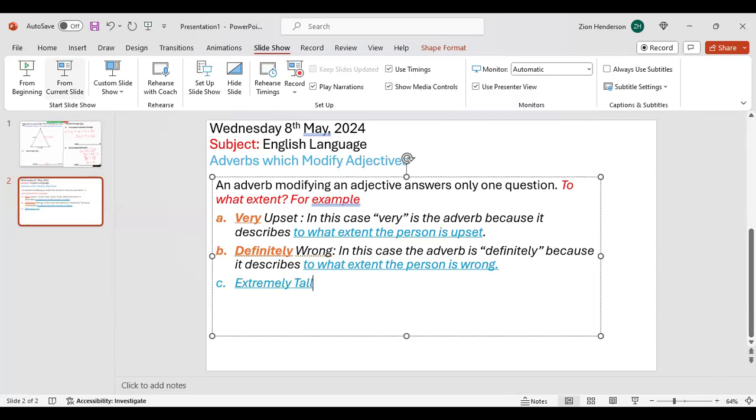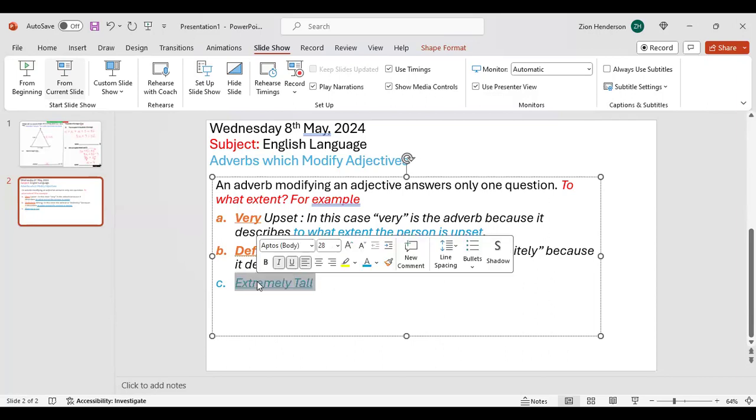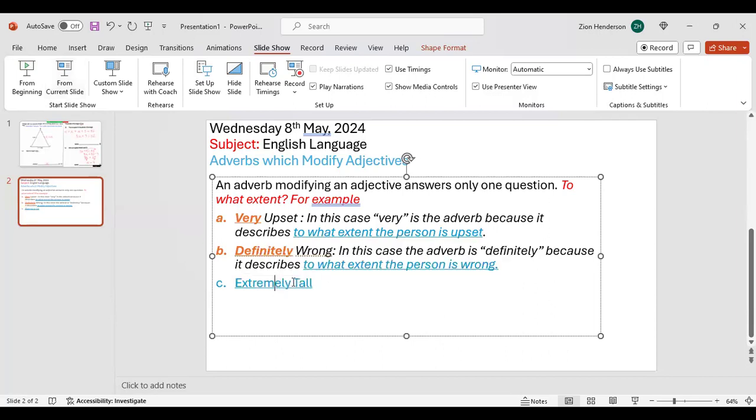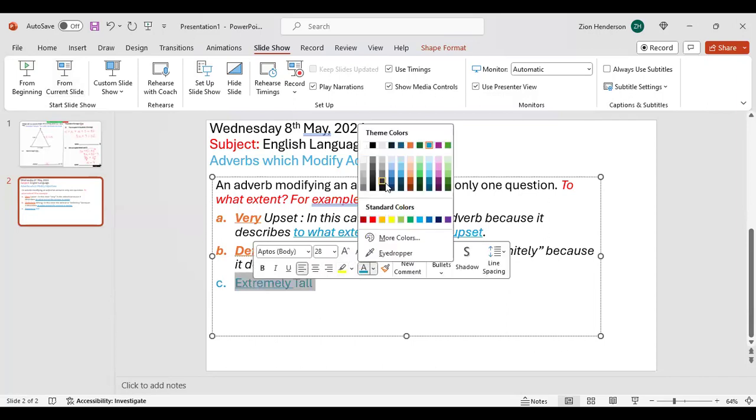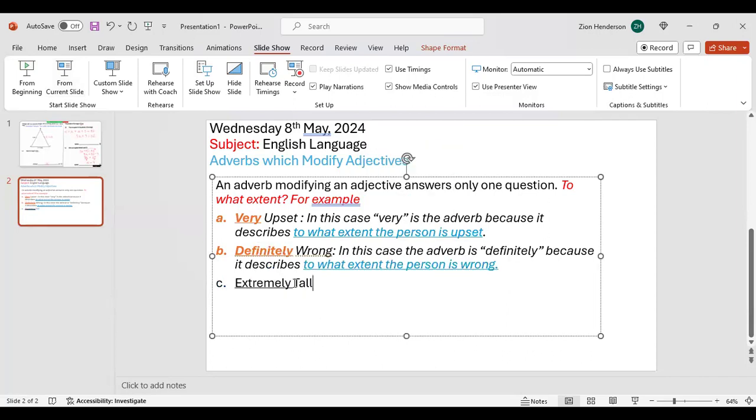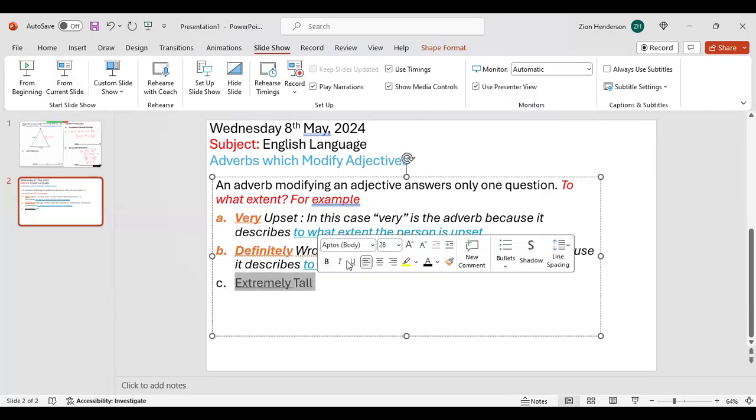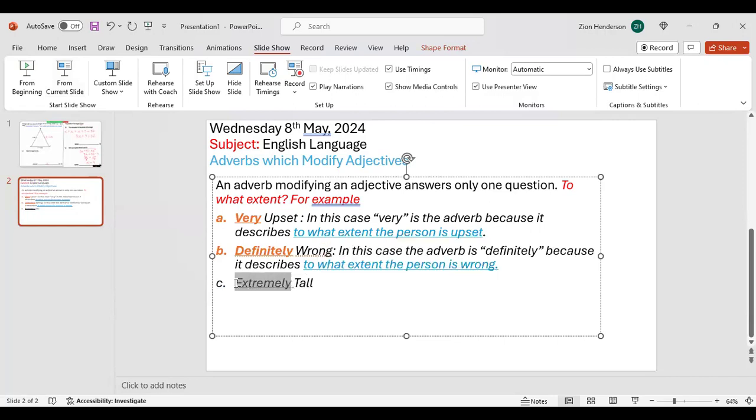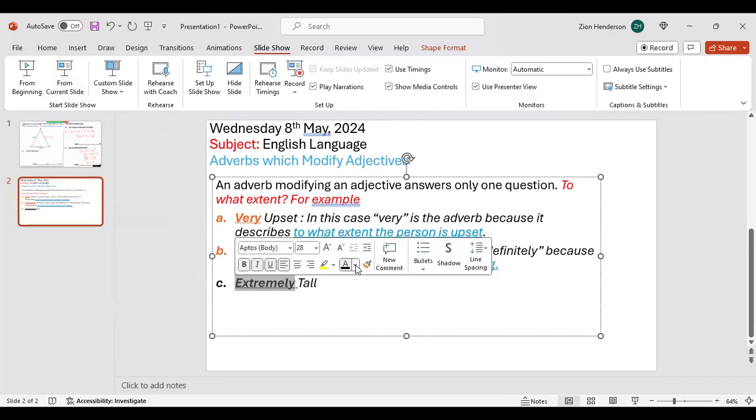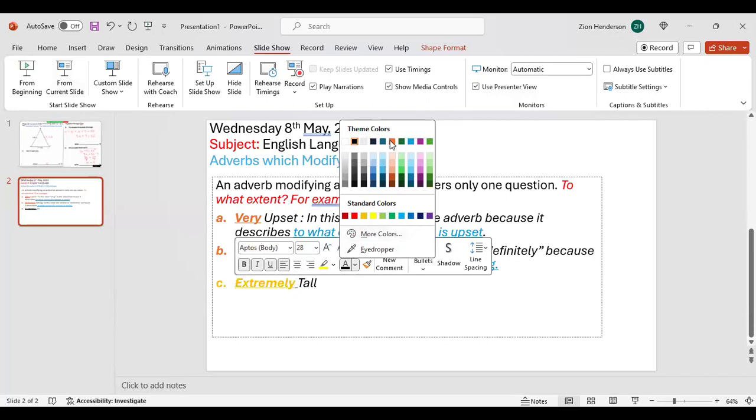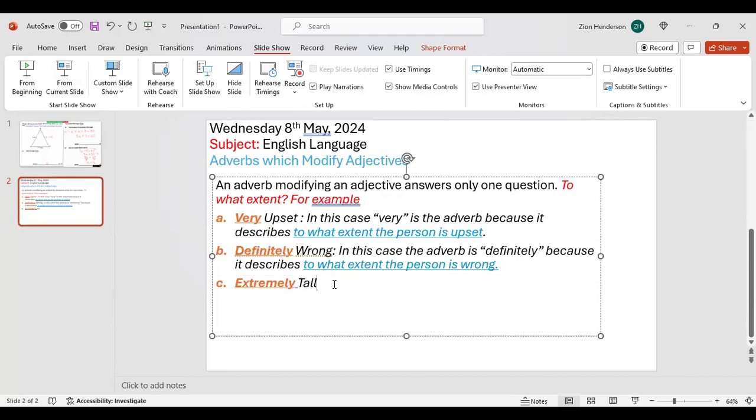Extremely tall. I mean, that's not the only one, by the way. Besides extremely, what else could we say? You don't just have to say extremely, we could say something else. No, we're trying to find an adverb. Again, we don't have to use extremely. Definitely tall. Very tall is good work. What else? Definitely tall. Okay. So extremely tall is the best for this particular example.